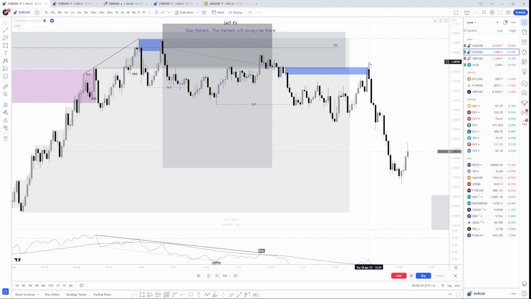It does look like we had a sweep of liquidity just here, but if you were to have a 5 pip stop loss like I do, you would have been in a good place. You would have given yourself some breathing space for this trade setup, and you would have been able to get into the trade around here if you're waiting for this 5-minute shift in market structure. So yeah, guys, this is the trade entry. This is where you could have got in if you had missed it.